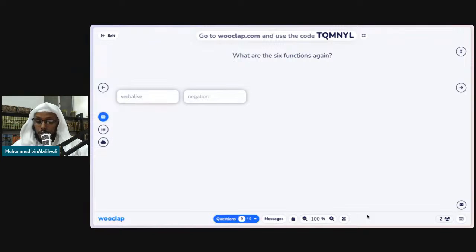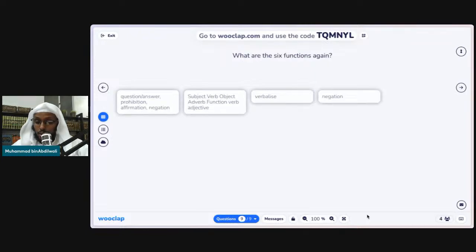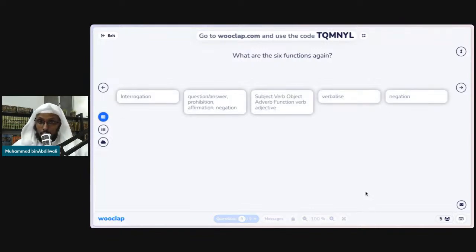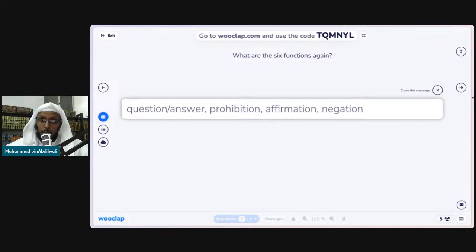Verbalize, negation. Verbalize was not a function. Verbalize was a transformation. We can make a nominal sentence a verbal sentence. Subject, verb, object, adverb. No, no, no, these are not the functions. Okay, here we go: question, answer, prohibition, affirmation, negation.